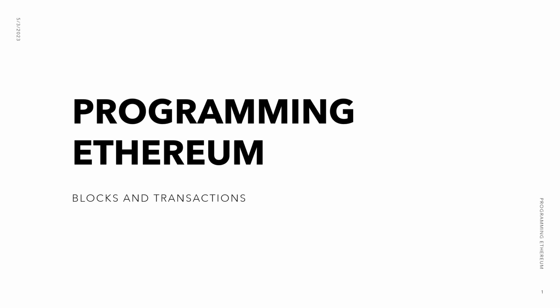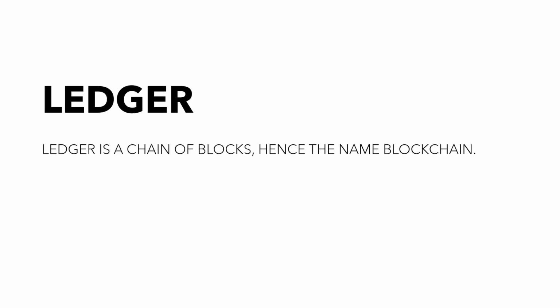Hello, welcome back. In this lesson, we will learn more about blocks and transactions. The ledger is where transactions are recorded. Its structure is a chain of blocks, hence the name blockchain. In addition to transactions, which are stored sequentially, blocks also have a header.